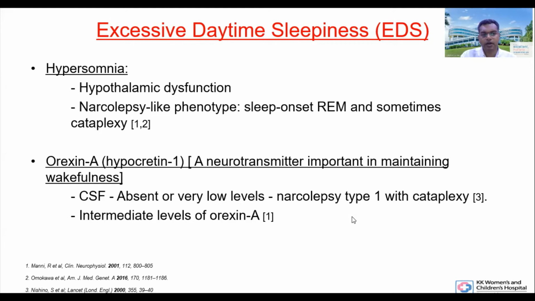Orexin A or hypocretin 1 is a neurotransmitter, and it is an important neurotransmitter in maintaining wakefulness. In children with the narcolepsy phenotype in PWS, they have absent or very low levels in the CSF. And some children were noted to have intermediate levels of orexin, not as very low as in narcolepsy.